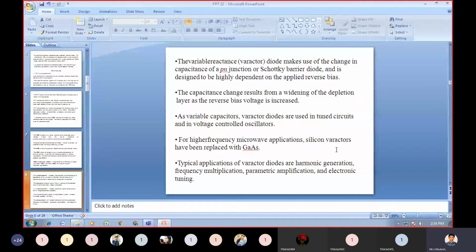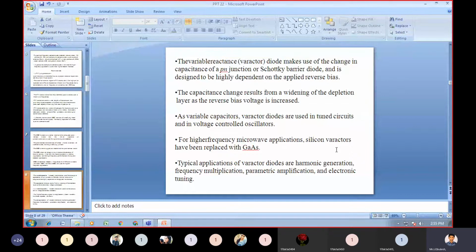Variable capacitors and varactor diodes are used in tuned circuits and in voltage controlled oscillators (VCOs). For high frequency microwave applications, silicon varactors have been replaced with gallium arsenide.